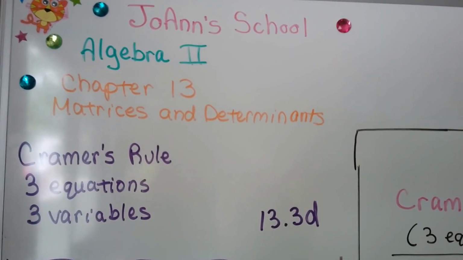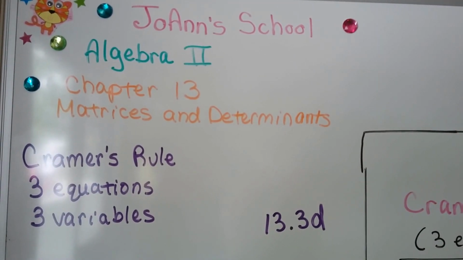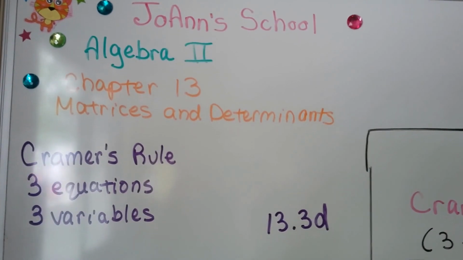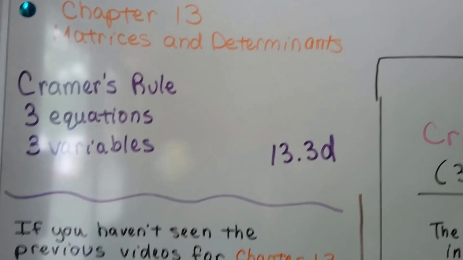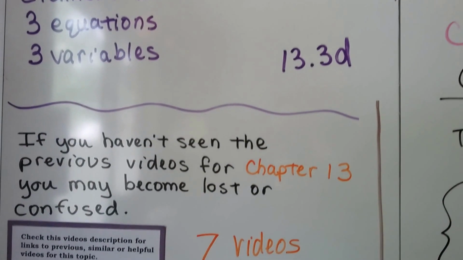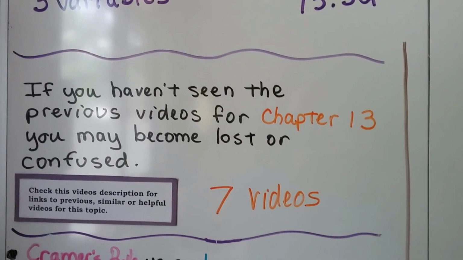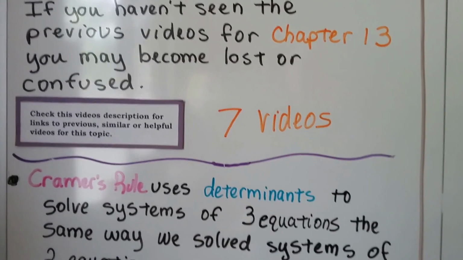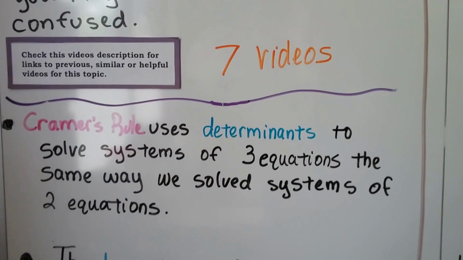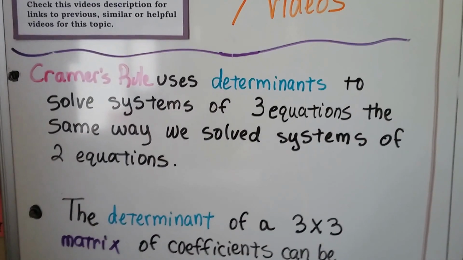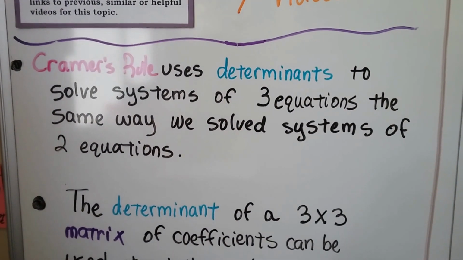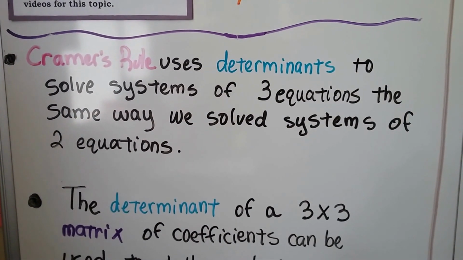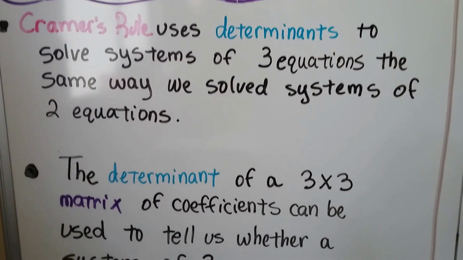We're going to discuss Cramer's rule for 3 equations and 3 variables. Now, if you've ever done a system of 3 equations, you know you really have to pay attention. We're at 13.3D. I've got 7 previous videos that are linked in this description in case you need to watch them. The previous one right before this one is kind of important. So Cramer's rule uses determinants to solve systems of 3 equations the same way we solve systems of 2 equations.